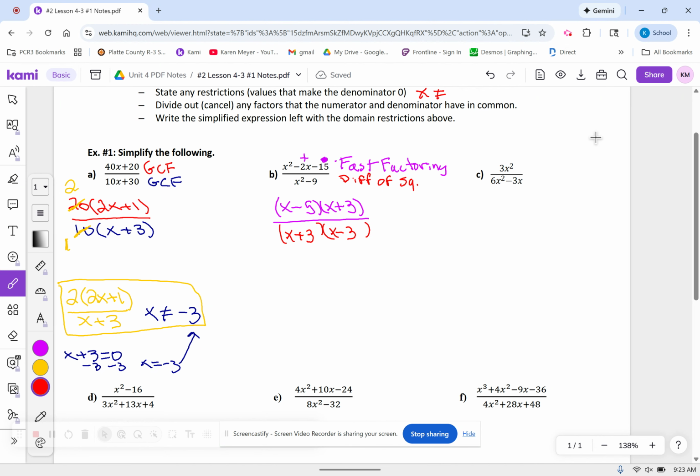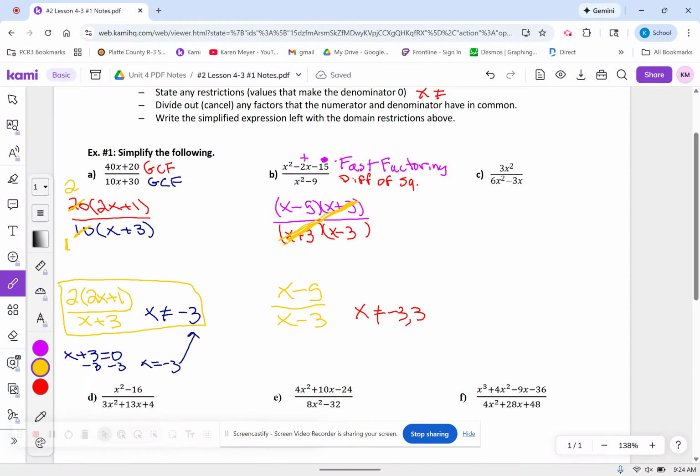Okay, so now I'm going to jump down here and I'm going to make my restrictions. So if I look at the first parentheses, what number plus 3 makes 0? And that would be -3. And the second parentheses, what number minus 3 makes 0? And that would be +3. Okay, and then if I go back up, what is something that is identical on top and bottom? And I would be like, oh look, there is an x plus 3 and an x plus 3 on top and bottom, so those two cancel out. So what I have left is x minus 5 on top and x minus 3 on bottom.